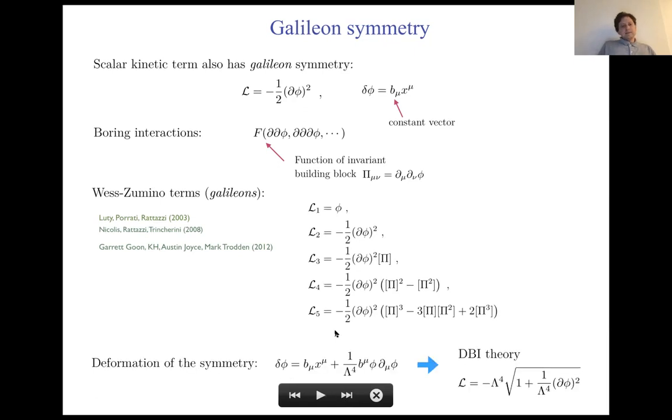There's also another possibility where instead of just taking this pure shift here as the symmetry, we allow it to deform by terms higher order in the field. And the requirement of closure of the algebra and so on fixes this deformation. There's only one possible deformation, which is this one here. And if we ask for interesting interactions under this deformation, it leads to the DBI Lagrangian.